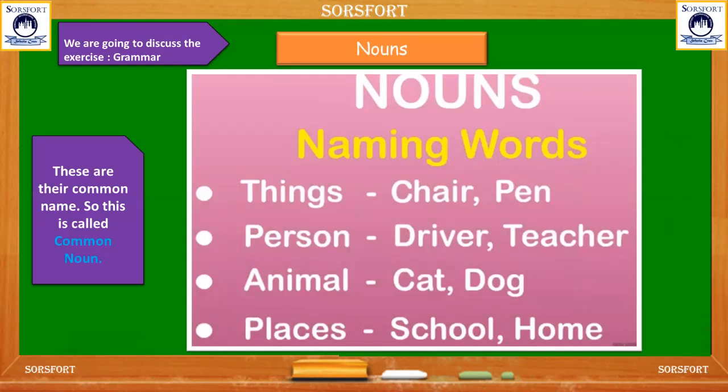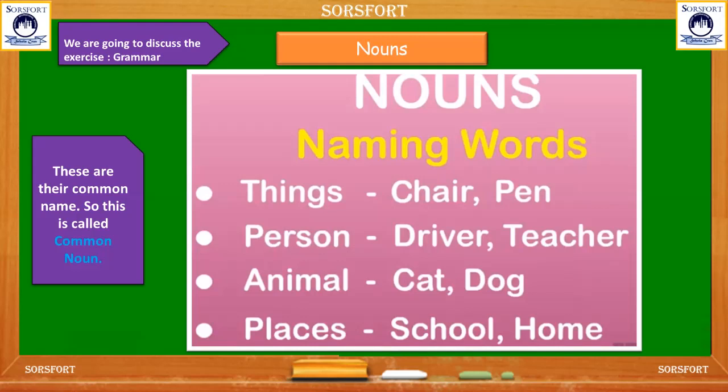These are their common names. So this is called common nouns. Nouns, naming words, like things. If we say things, like chair, pen, pencil, eraser, these all are things. This is the common name of things. Driver, teacher, postman, milkman. These are common names of persons. Cat, dog, dinosaurs, fox, tiger, horses. So these are common names of animals.